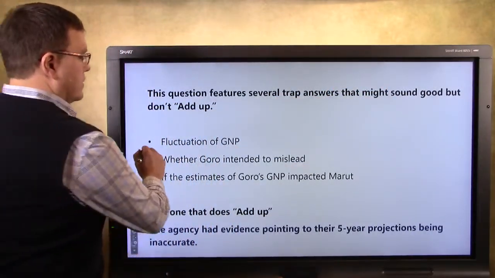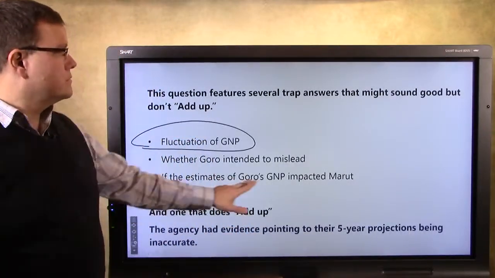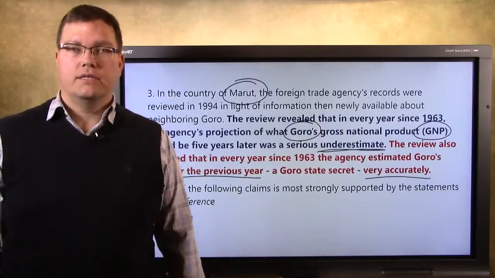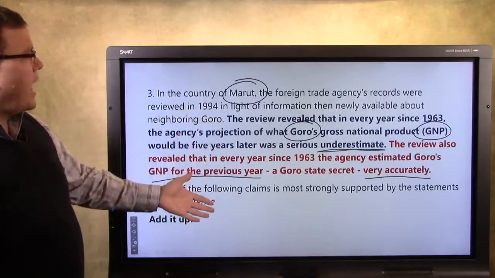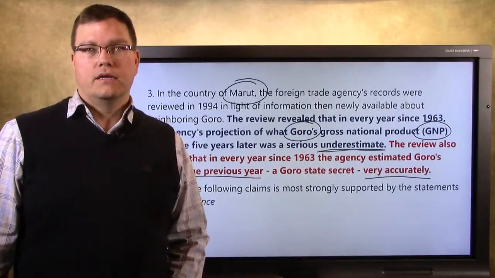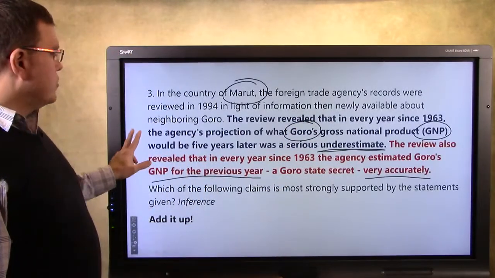For example, a trap answer on the fluctuation of GNP. You tell me where this says how the GNP fluctuates. Does it tell how Goro's GNP fluctuates? It just says they underestimated it, right? Don't try to prove them.